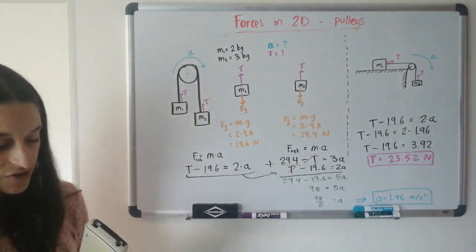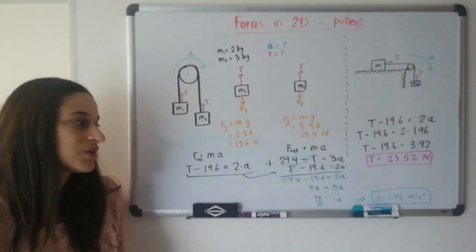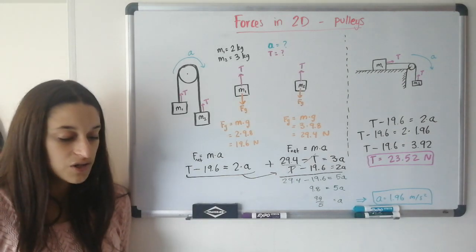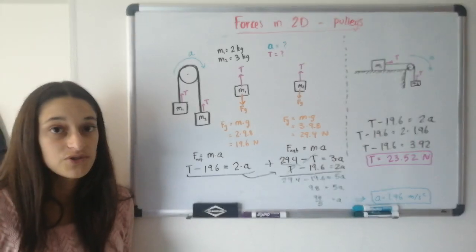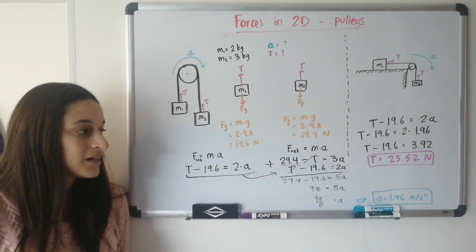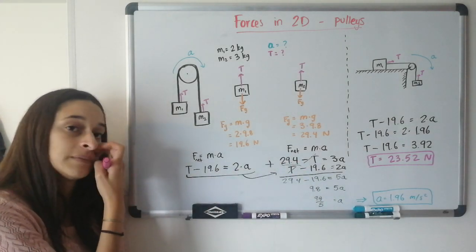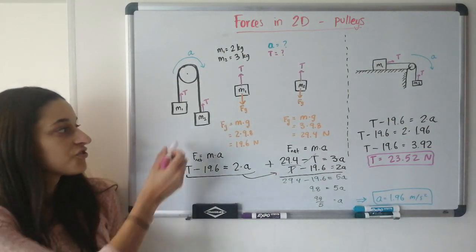And that's it. That's how we solved the problem. So we had two equations and two unknowns. I used my method, but as I told you, you can use whichever method works for you to solve systems of equations. And that will allow you to calculate a and calculate T. And that's how you solve this problem.